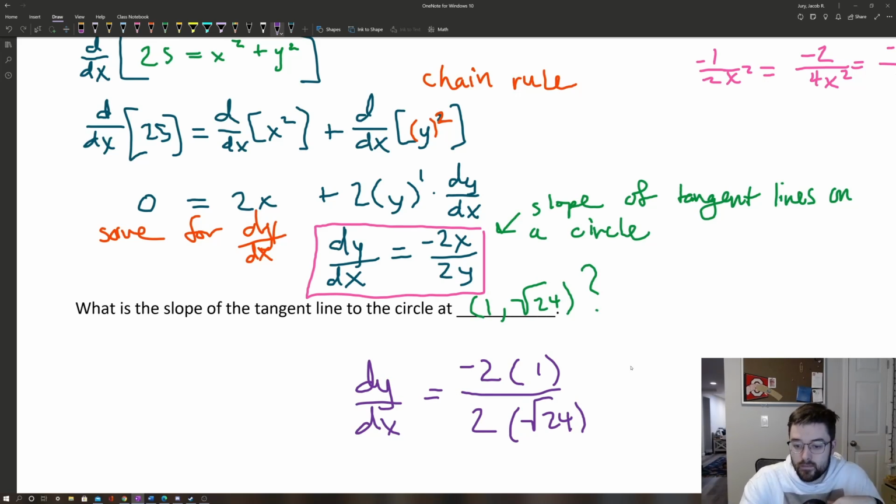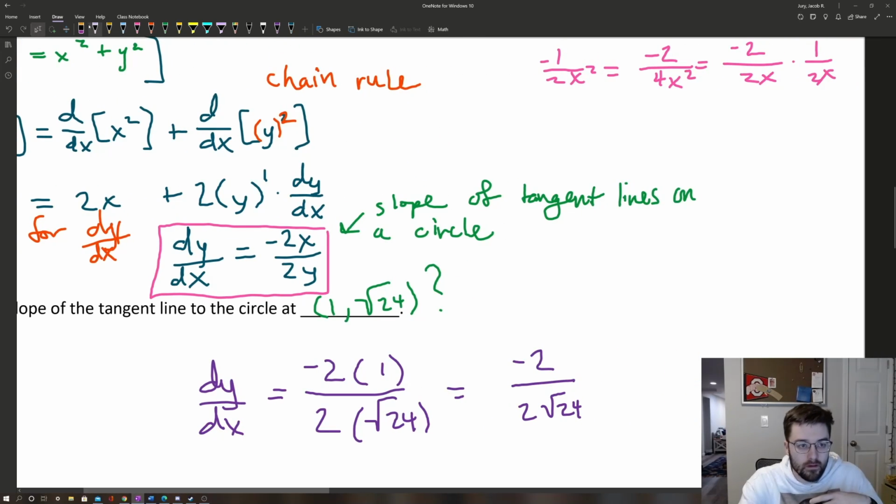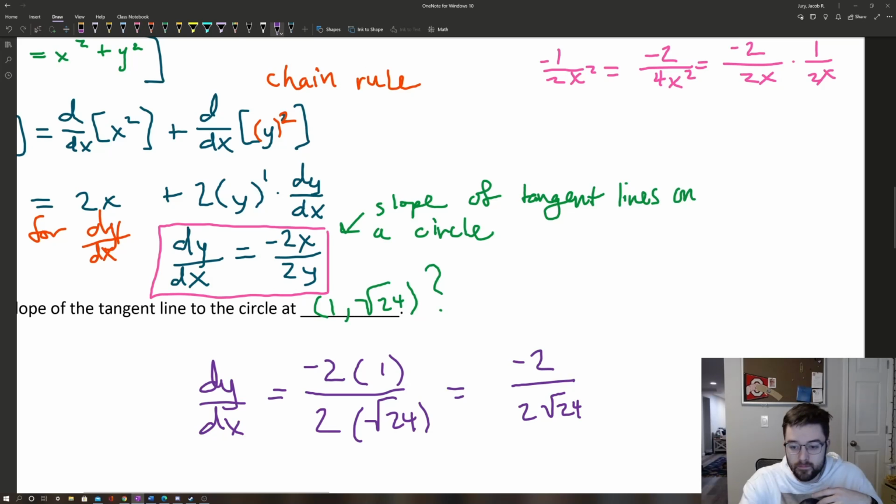And that way, we've got negative 2 over 2 radical 24. Or if we want to be a little bit more formal, we could rationalize that, and we could have negative 1 radical 24 over 24. So we have this negative slope on our circle.